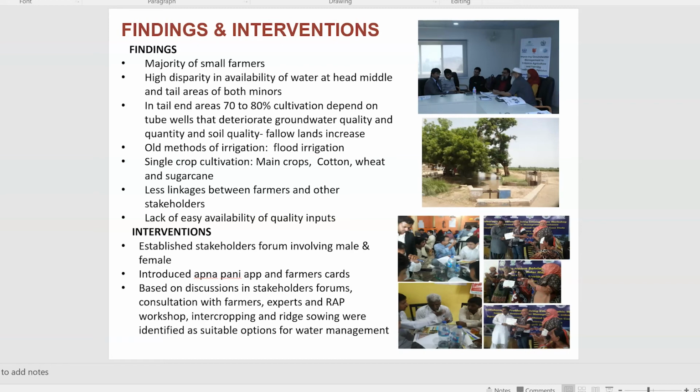Interventions that were initiated at both sites were: established stakeholder forums involving males and females, introduced the Apna Pani app and farmers cards, and consultation with farmers and experts. Based on the discussion in the stakeholder forum, consultation with farmer experts, and agriculture pathway analyst workshops, intercropping on ridges and ridge sowing were identified as suitable options for water management.